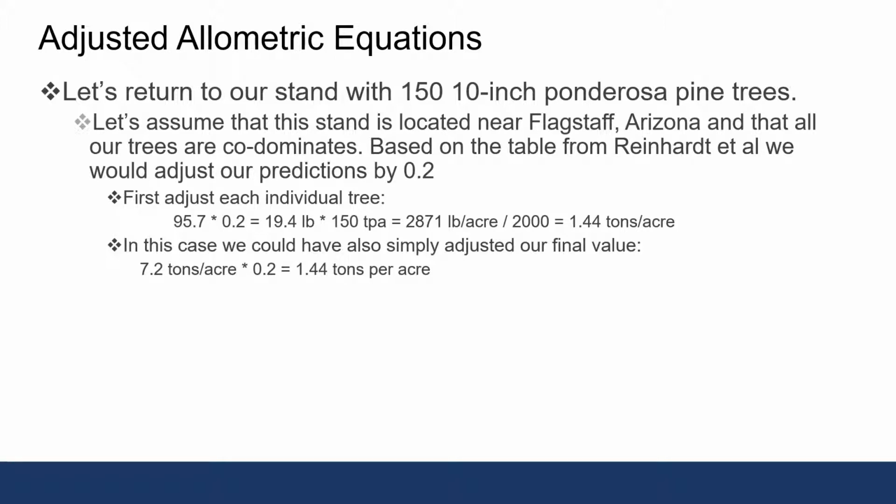Now we can apply that factor to each tree. Thus, instead of each tree having 95.7 pounds of fuel, they will have 19.4 pounds. Now, multiply this by the trees per acre and divide by 2,000 to convert to tons per acre, and we get 1.44 tons per acre of available fuel. In this case, since all our trees were classified as codominant, we could have also simply applied the factor to our original estimate of 7.2 tons per acre.